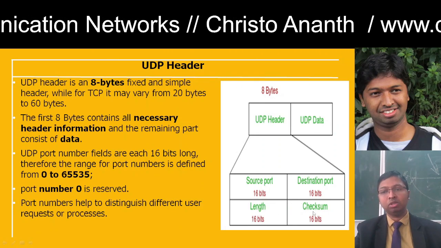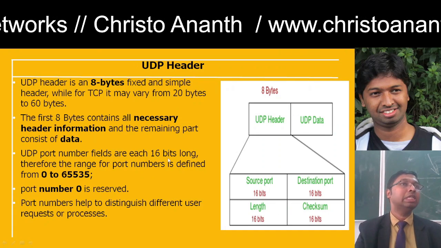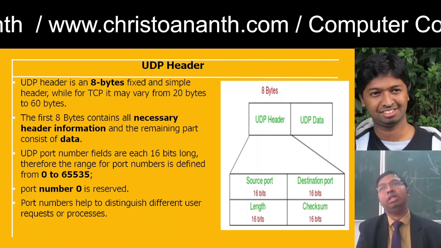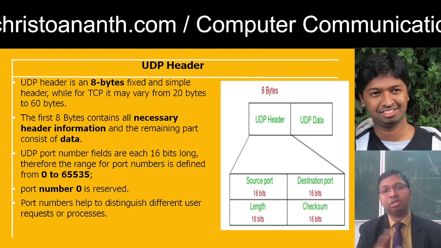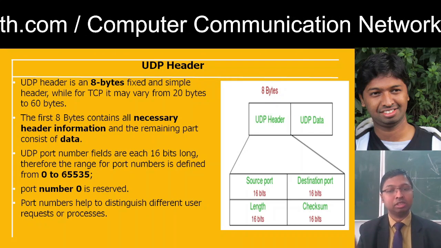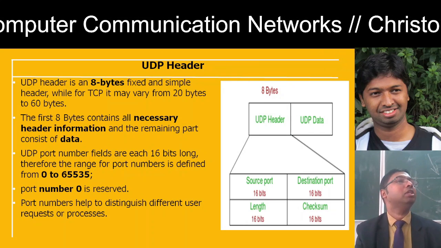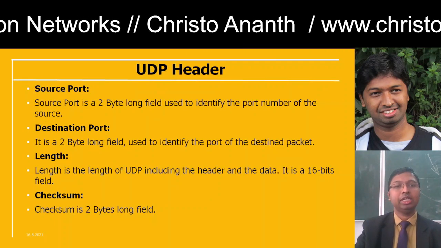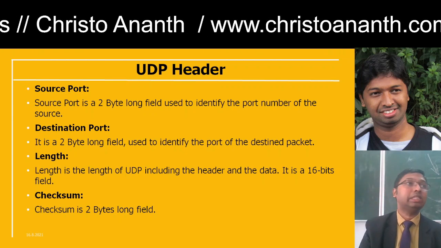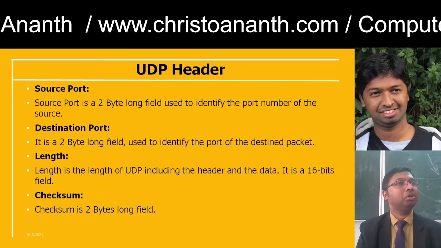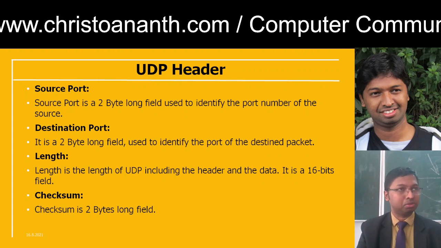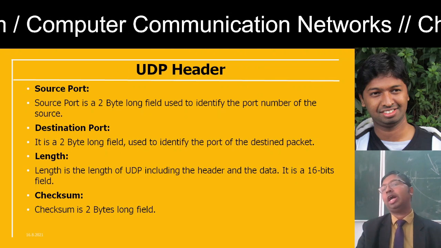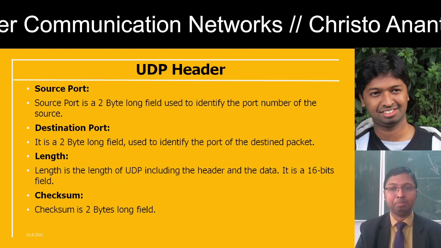Here the port numbers vary from 0 to 65,535, and port number 0 is actually reserved. The port numbers distinguish between different user requests for different processes. Then you have the source port, of course 16 bits or 2 bytes, which identifies the port number of the source. And then the destination port, also 16 bits or 2 bytes, which identifies the port of the destination of the packet.